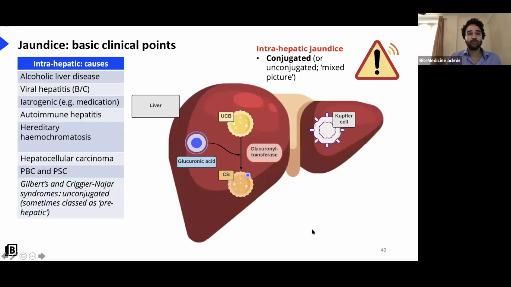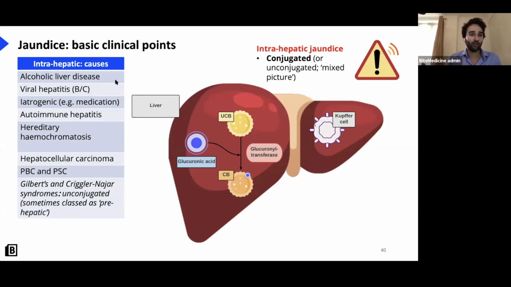Moving on to intrahepatic jaundice, before I give you guys a few more questions, just to make sure everyone's still awake. So intrahepatic causes are due to parenchymal liver disease, either due to an inability for the liver itself to conjugate, as we talked about already, or an inability for the liver to excrete bilirubin. And here are some causes.